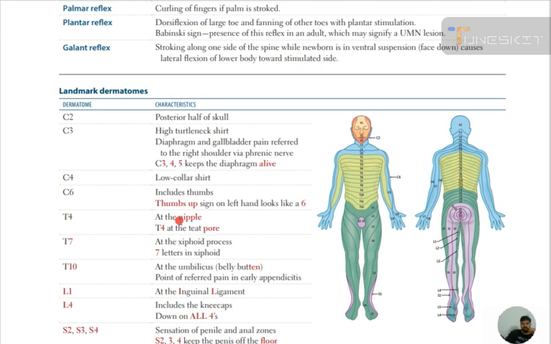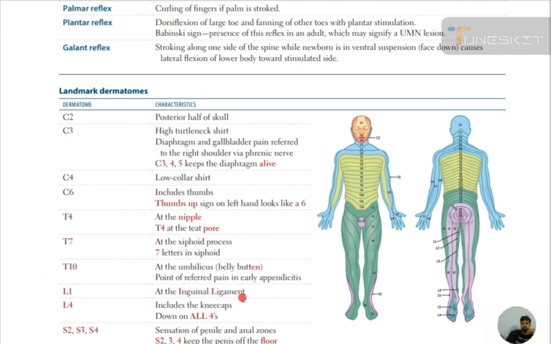T4 at the nipple. T7 at the xiphoid process, 7 letters in xiphoid. T10 at the umbilicus, belly button. Point of referred pain in early appendicitis.